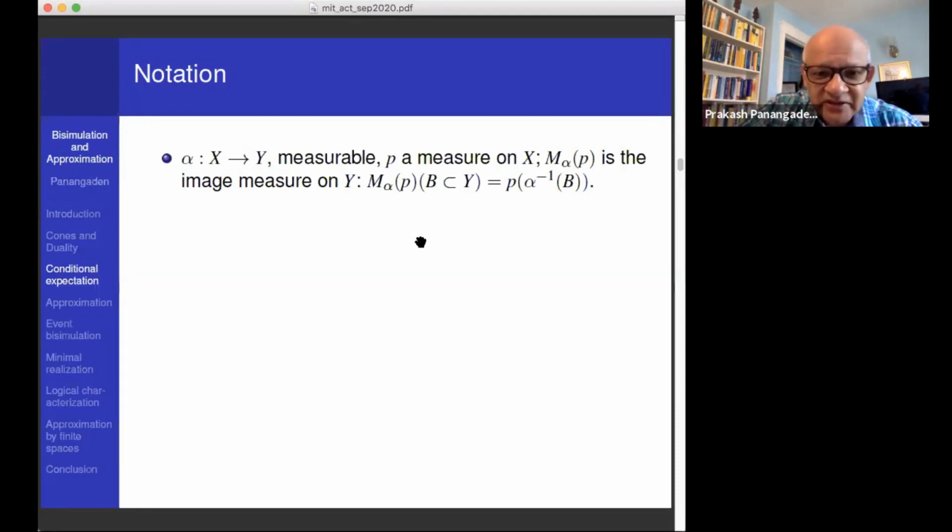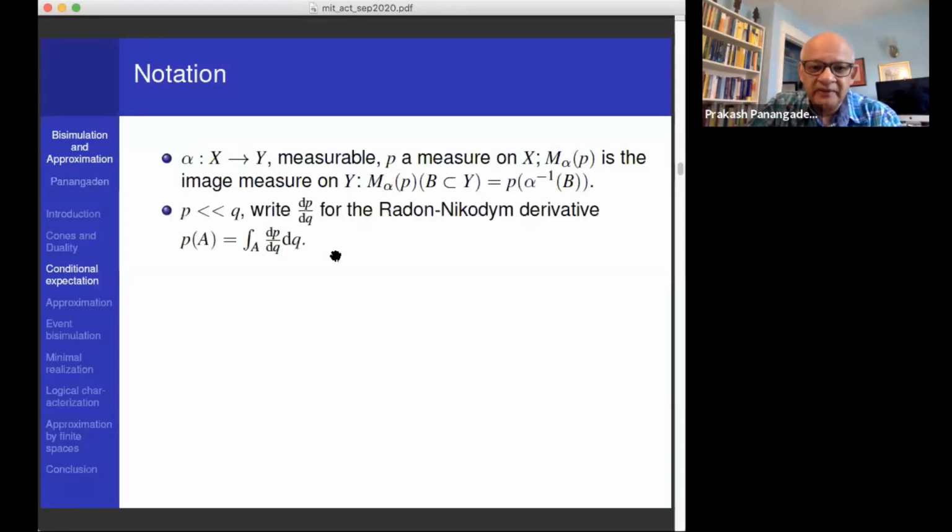Just a bit of notation. Supposing I have a measurable function alpha between two spaces equipped with sigma algebras. Now, if I have a measure P on the space X, I'll write M sub alpha P to be the image measure on Y, which is the measure you get by pushing P forward in the natural way.